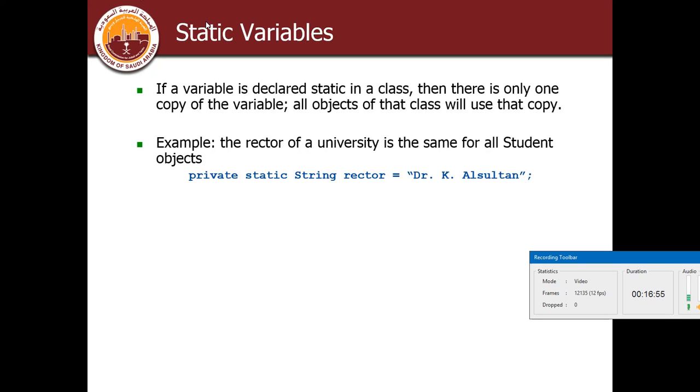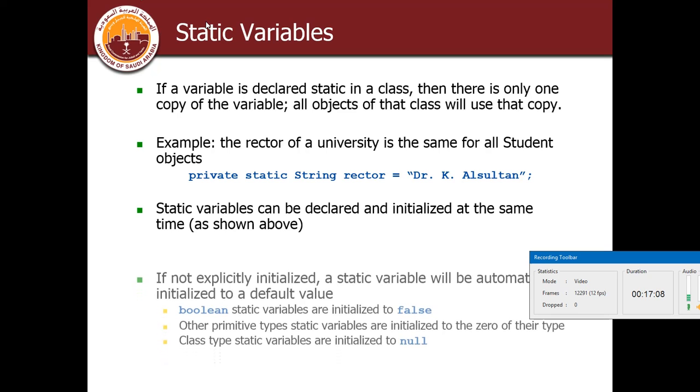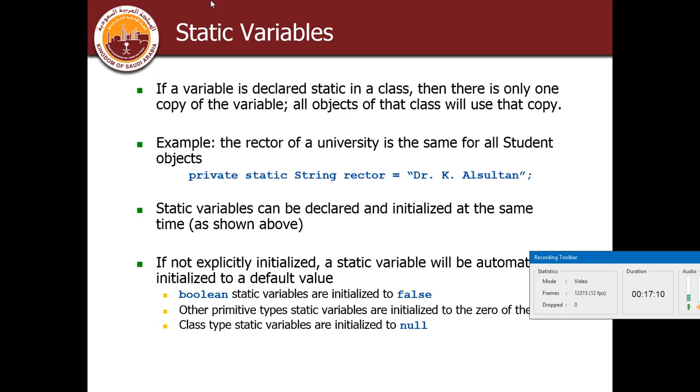Now if a variable is declared as static, then there is only one copy of the variable. All objects of the class will use that copy. Example is here. Static variables can be declared and initialized at the same time, just like shown over here. If you check my program, I declared and initialized at the same time.